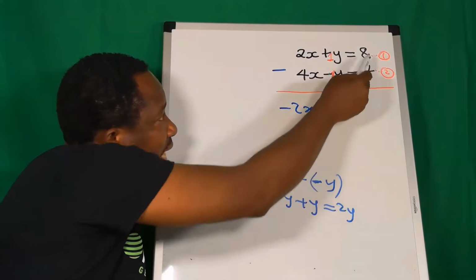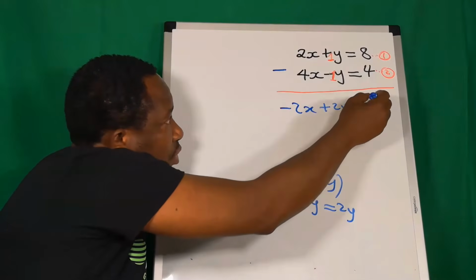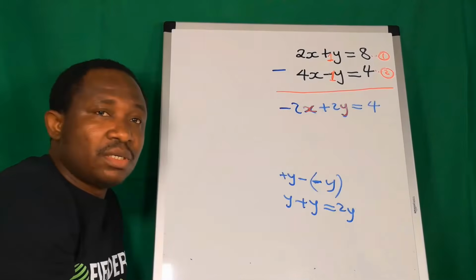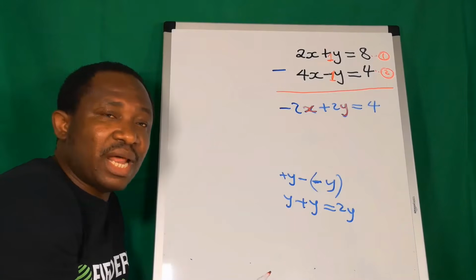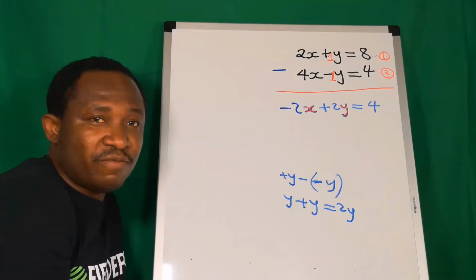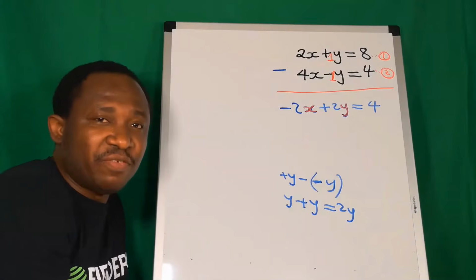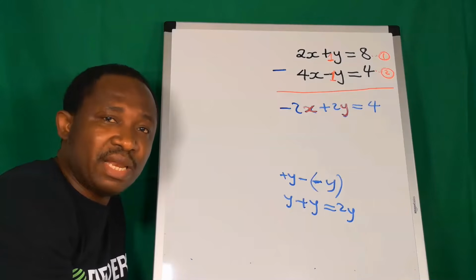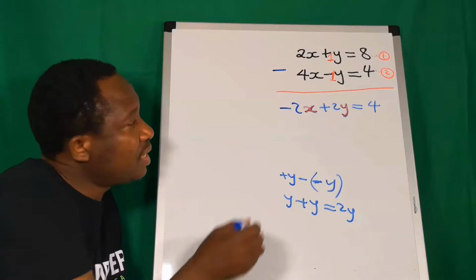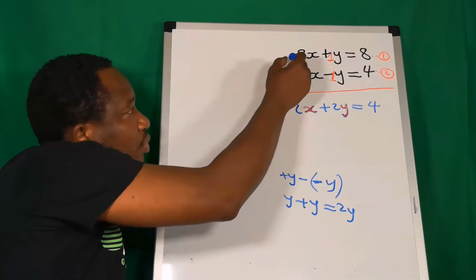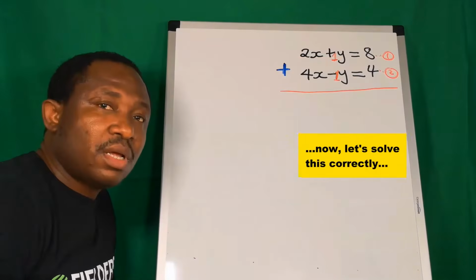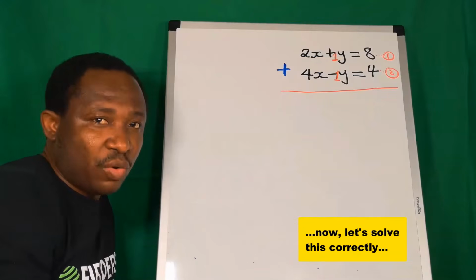On the other side, 8 minus 4 will give you 4. You can see that we still have two unknown variables, which defeats the purpose of the elimination method. Hence, instead of minus, we're going to use a plus. Now, let's solve this correctly.